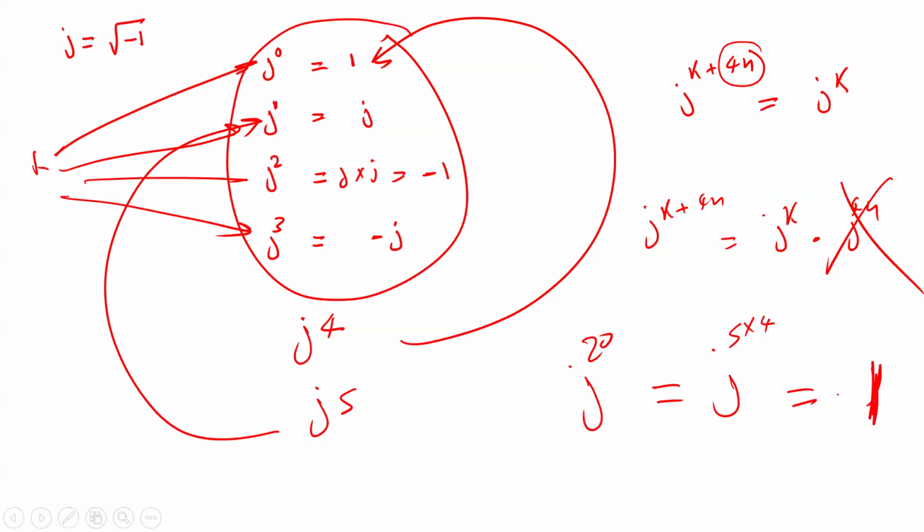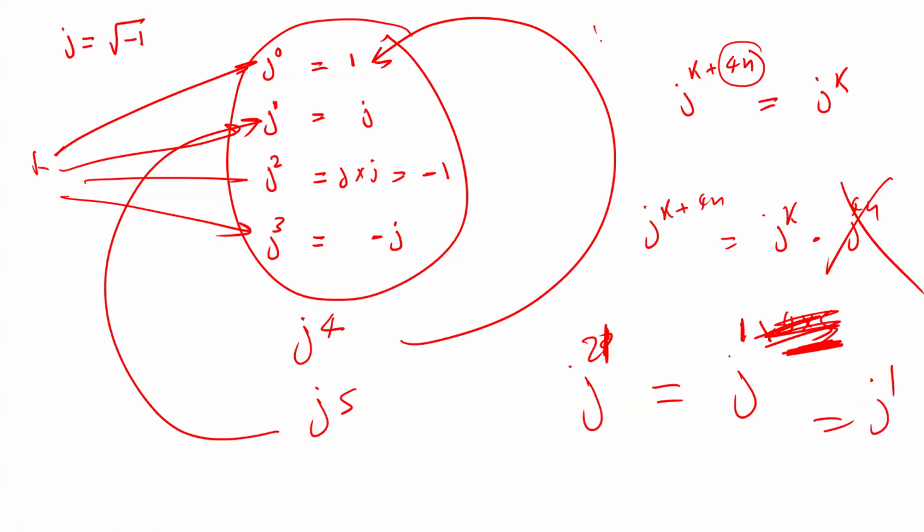Let's have another number. For example, 21. If you have J to the power of 21, this one should equal J to the 1 plus 4 times 5. Anything 4 times 5, you just cancel it. So that means J to the power of 1. Why? Because J to the 4 times N, for any value of N, should equal 1. Make sense, guys? So using this idea, you will always find we have one of these values.